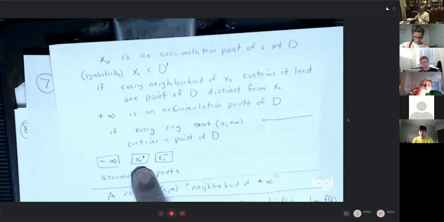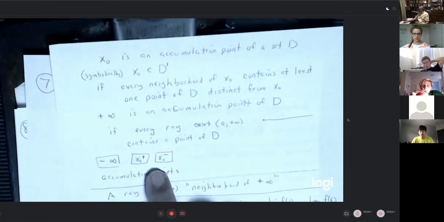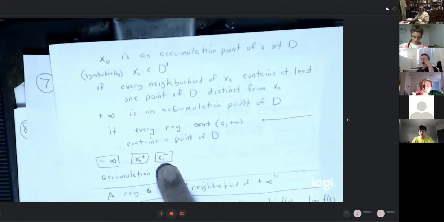If x naught is a finite number, like 5, and I put a little plus on it, I mean stay to the right of 5. Stay bigger than 5. So this little idea has to do with being bigger than 5. If I put a minus on things, that means less than 5. This isn't an exponent. It's just an attempt to say stay on the left-hand side. And that will allow us to do left-hand and right-hand limits.